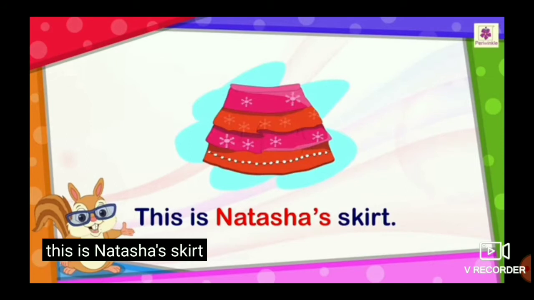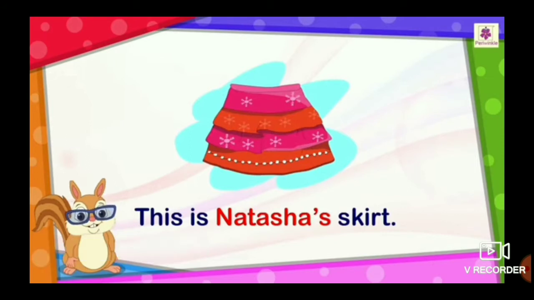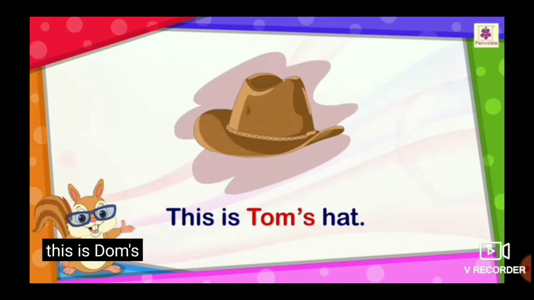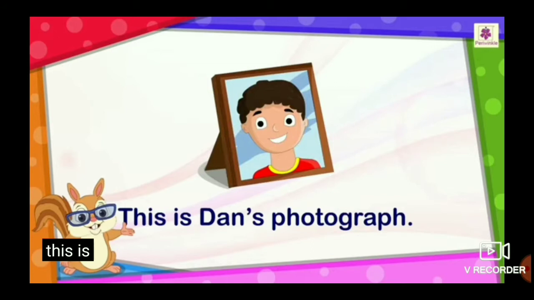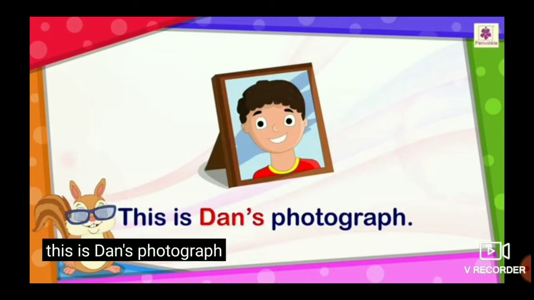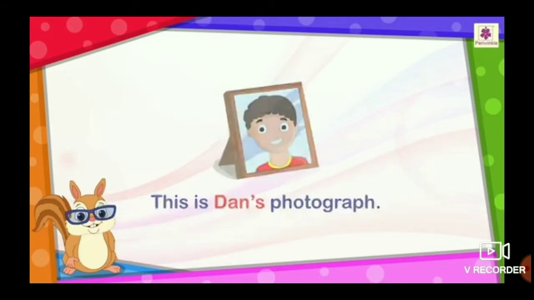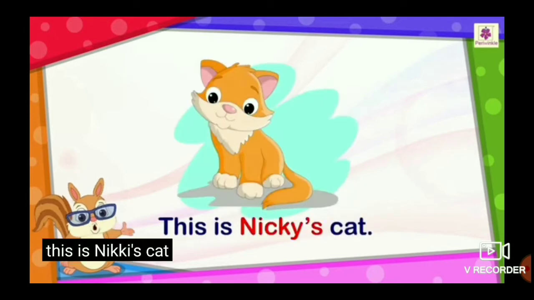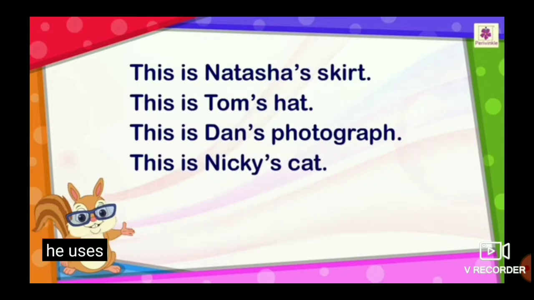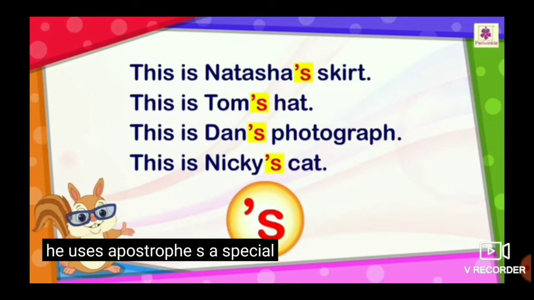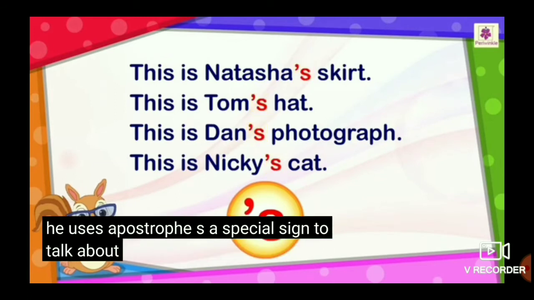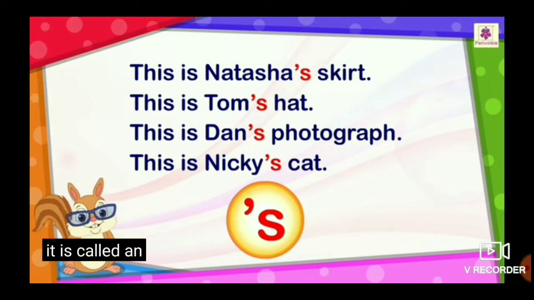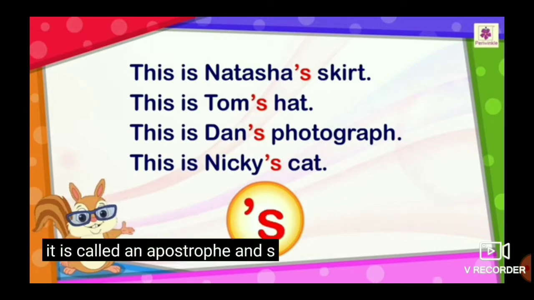This is Natasha's skirt. This is Tom's hat. This is Dan's photograph. This is Nikki's cat. He uses the apostrophe as a special sign to talk about these things. It is called an apostrophe and S.